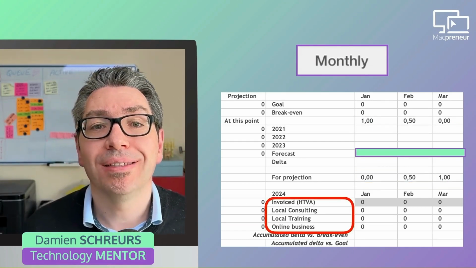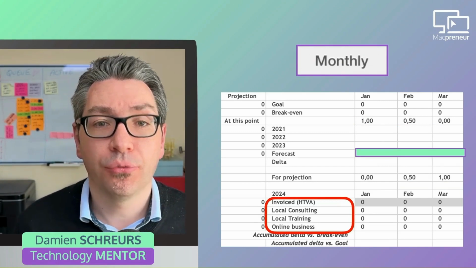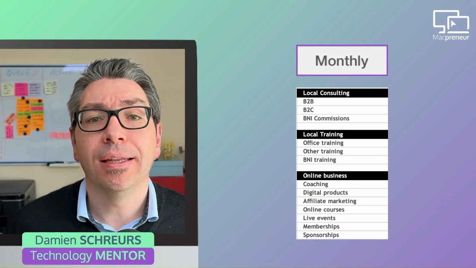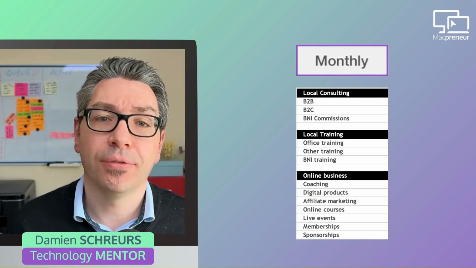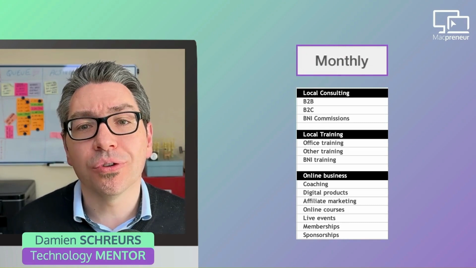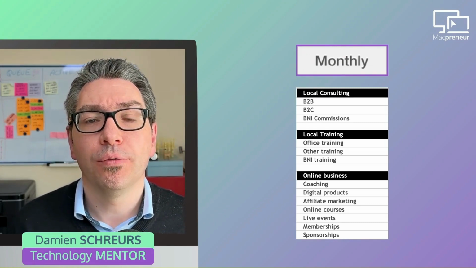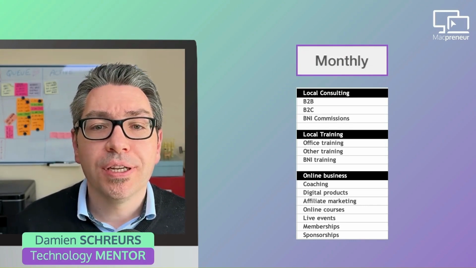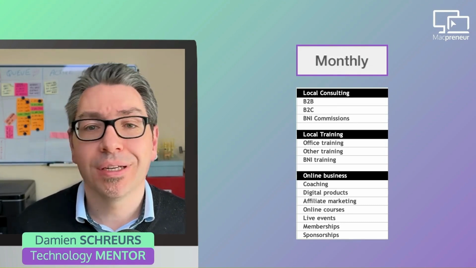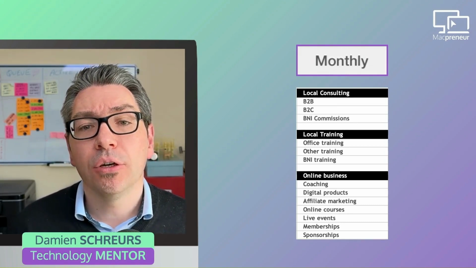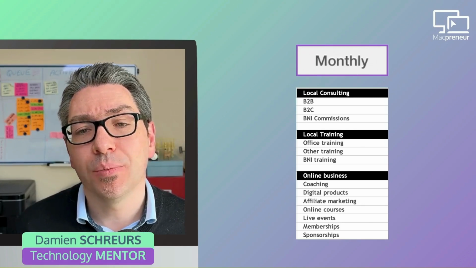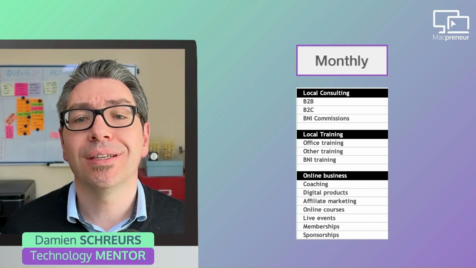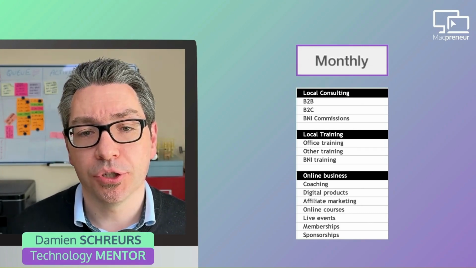And when it comes to tracking the actual revenue, I only look at 3 revenue streams: local consulting, local training, and the online business. And each of those is split between 3 and 7 subsegments of interest. So for local consulting, I record separate values for B2B, B2C, and B&I commissions, for instance. Local training has 3 subcategories: office training, B&I training, and all the others. And when it comes to the online part of my business, I split revenue between coaching, digital products, affiliate marketing, online courses, live events, memberships, and sponsorships.